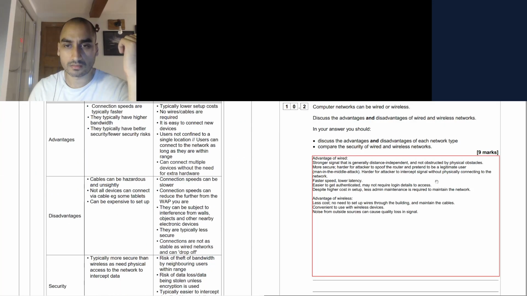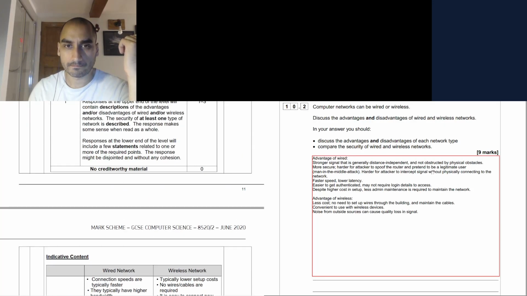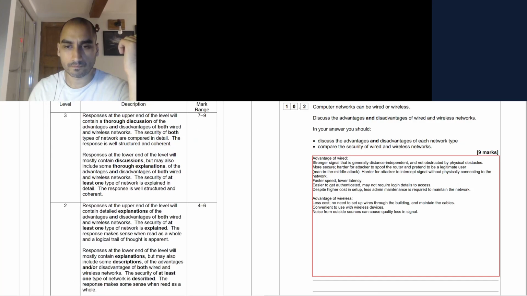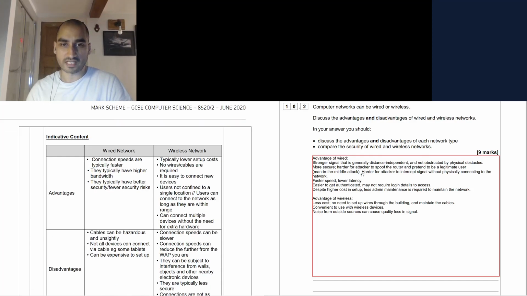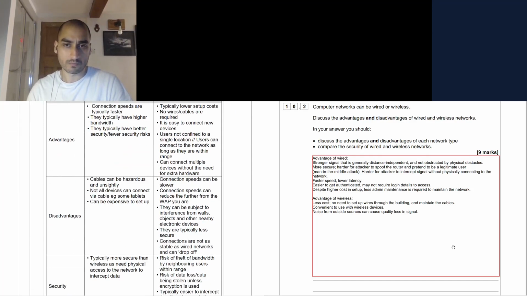What do they mean by that? Look, I said something about it being harder for the attacker to spoof the route and pretend to be a legitimate user. Man in the middle attack, harder for attacker. I think that's explaining the security of one system. So I reckon I would get around 6 to 7 maybe, because you didn't have to have all of these, but you had to hit some of them, and I did.